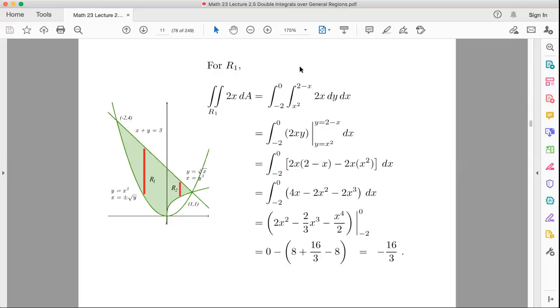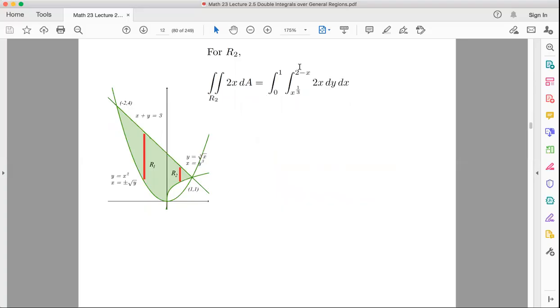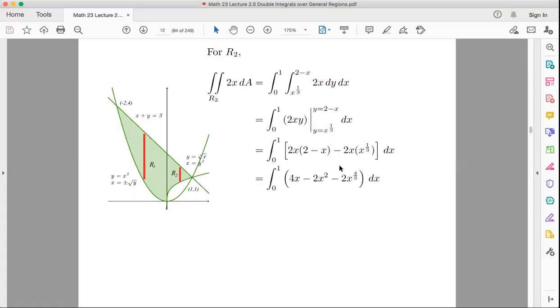Now for R sub 2, the double iterated integral is this. Evaluate the inner integral with respect to y from the cube root of x to 2 minus x, and then simplify that. Next, we integrate with respect to x from 0 to 1, and this gives us 10 over 21.